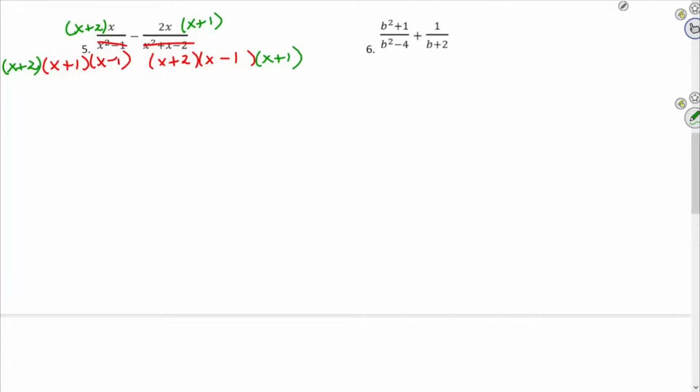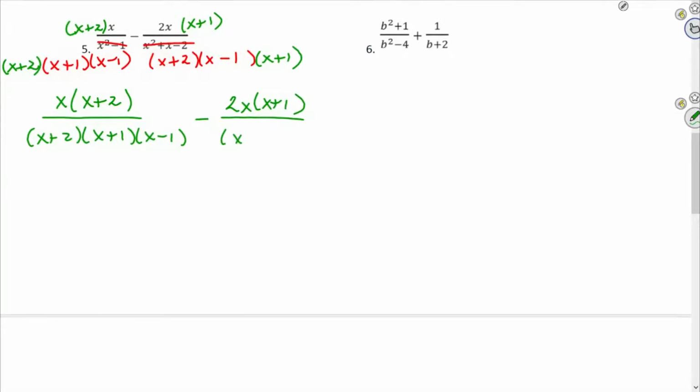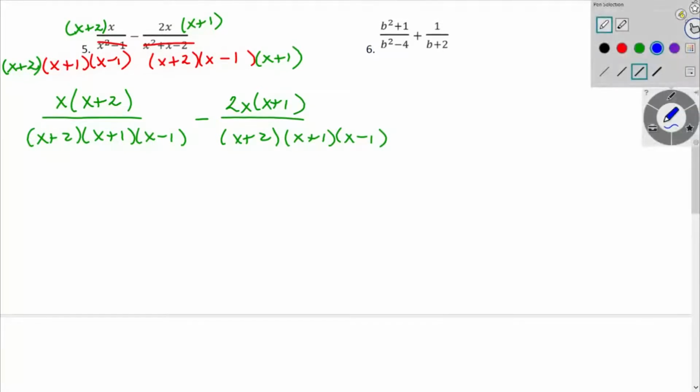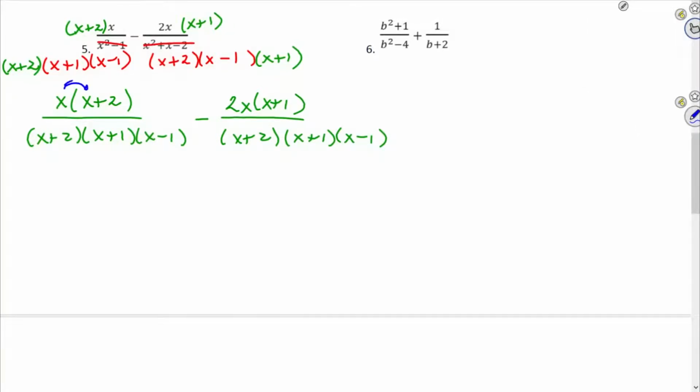I will take this in small steps, and so let's write this as x times x plus 2 divided by my common denominator, minus 2x times x plus 1 over the same denominator. I'll write the order so that they're both the same, so it's very clear that I have a common denominator. And now I'll distribute. I distribute this in, and I get x squared plus 2x on top, divided by my common denominator.